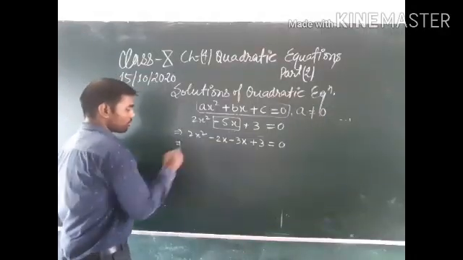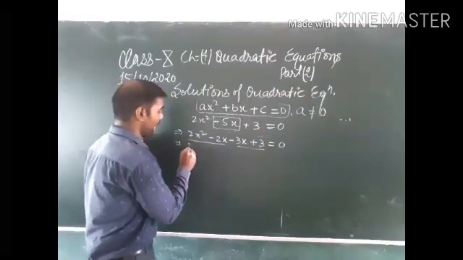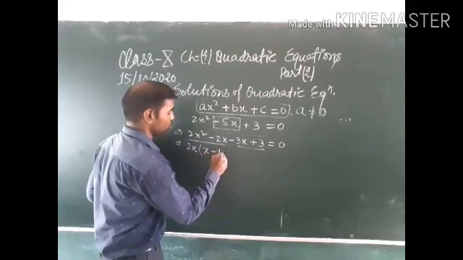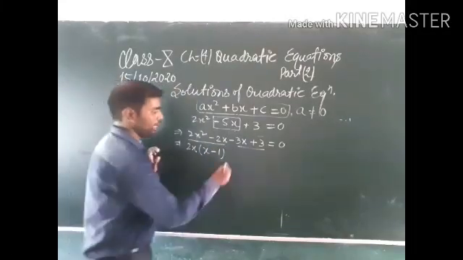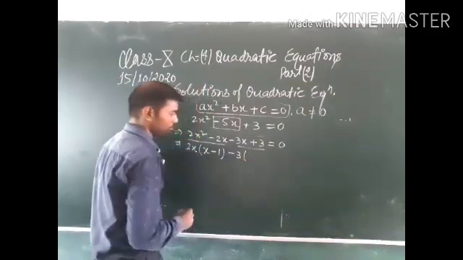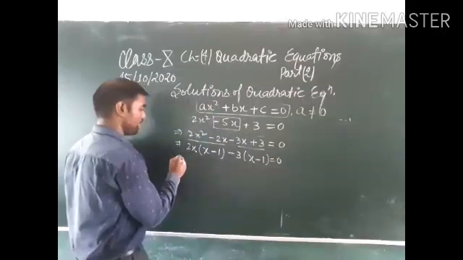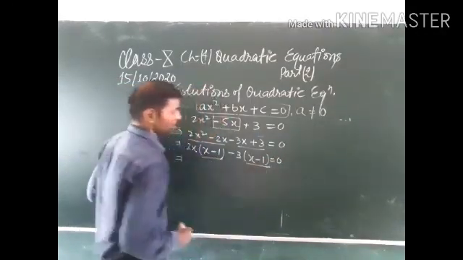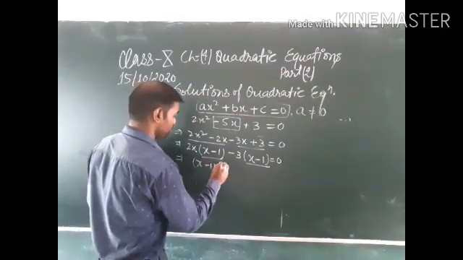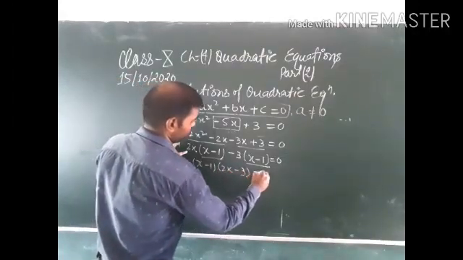Now we take the common part. Here 2x is common, and we get x − 1. And −3 is common, giving x − 1. So it is equal to 0. Here x − 1 is common, so we take x − 1 as common, and the remaining factor is 2x − 3 = 0.